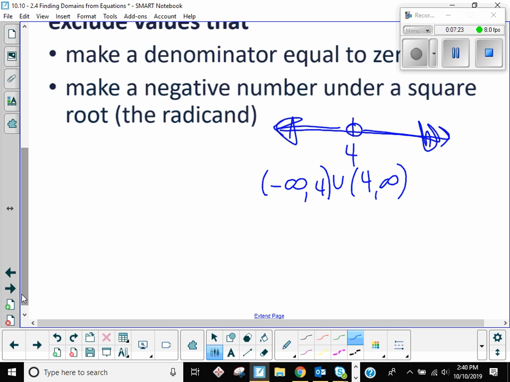And so the denominator that I just gave you is one specific situation that we're looking for. The other one is going to be square roots. And we'll talk about that here in a little bit too.